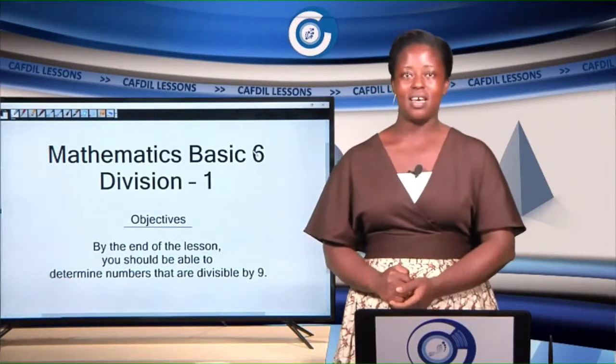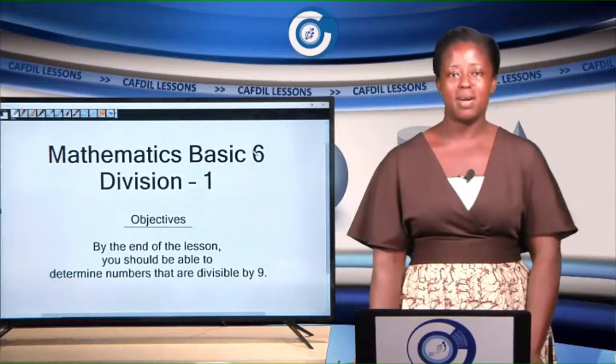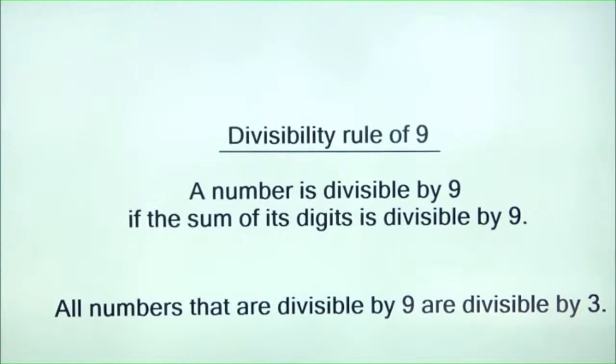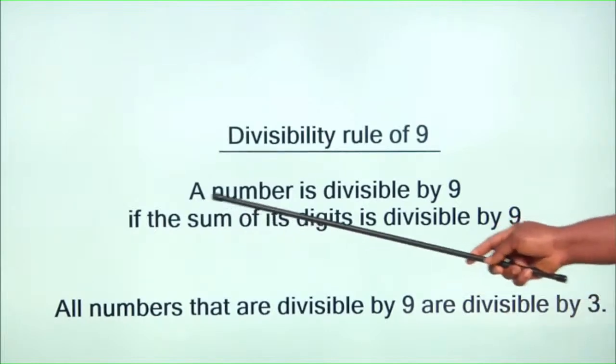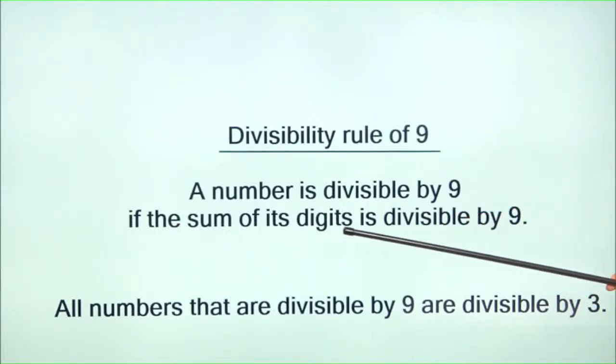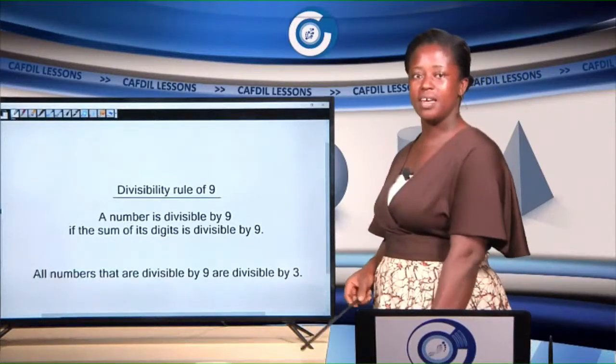Before we can do that, there is a rule that we must follow, and that rule is the divisibility rule of 9. Now let's look at the rule. What does it say? It says a number is divisible by 9 if the sum of its digits is divisible by 9. That is the rule, which is going to help us to determine numbers that are divisible by 9.